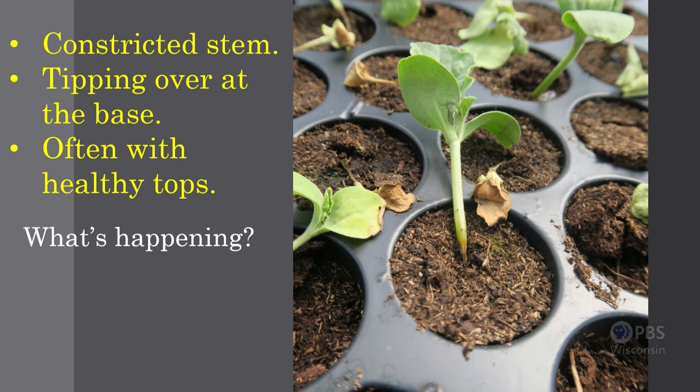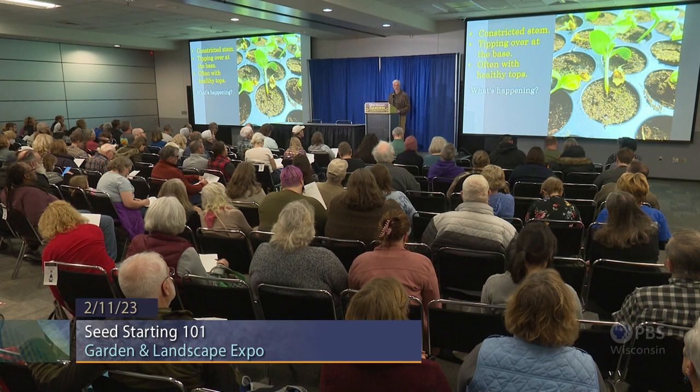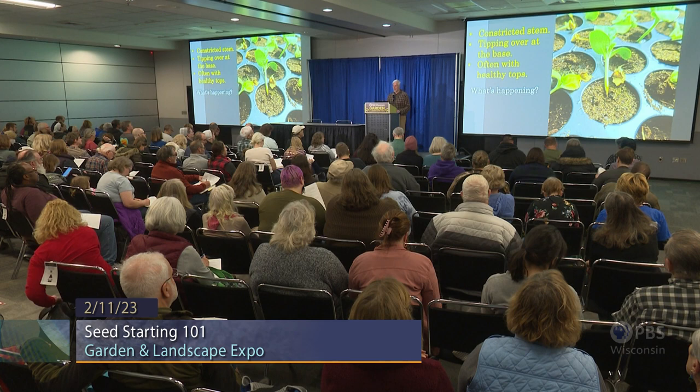So what if they're tipping over from the base? This is damping off. That's what it looks like. They have a very characteristic constriction of the stem, the hypocotyl, right at the soil level. Usually they are discolored, brown or burgundy, but not always. It depends what your seedlings are, because sometimes they're very green.